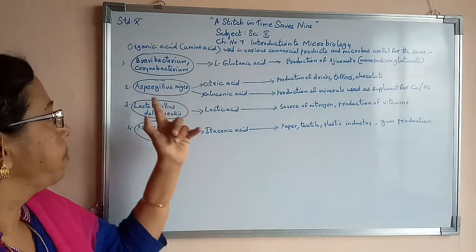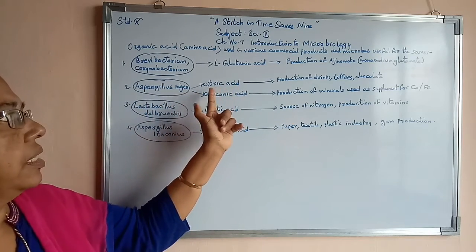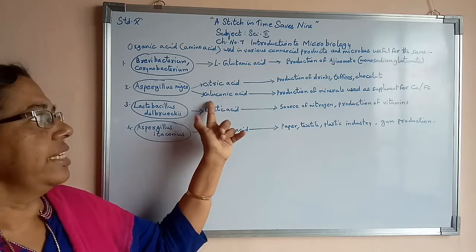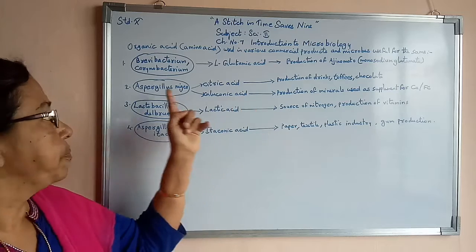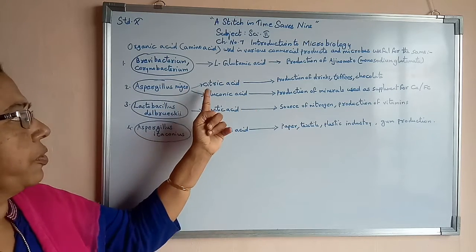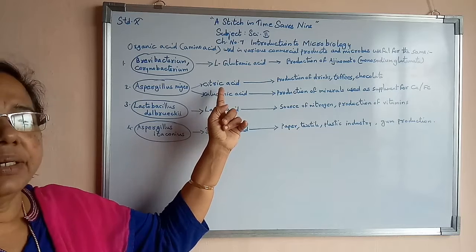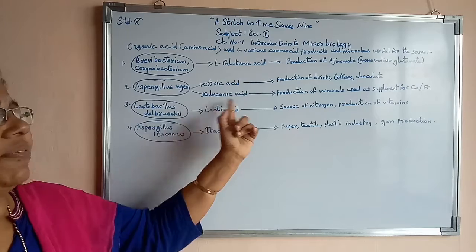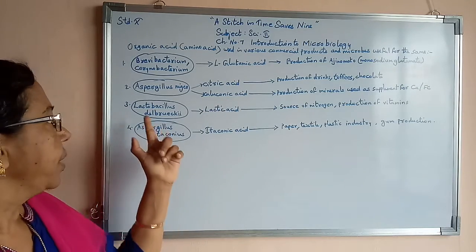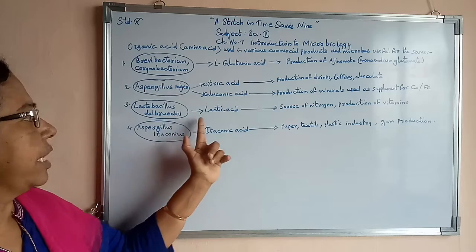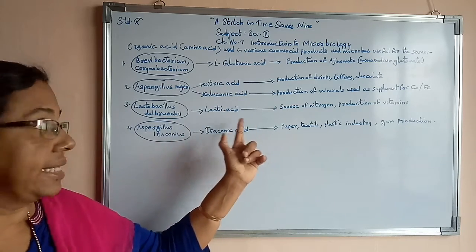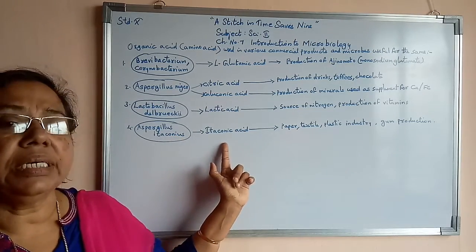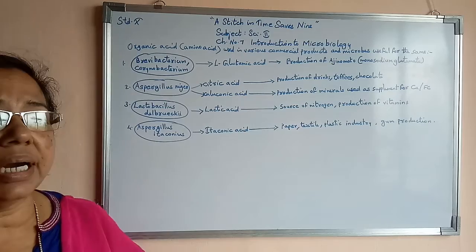L-glutamic acid. Aspergillus niger is producing two types of acids. One is citric acid, the other one is known as gluconic acid. So here Aspergillus niger is producing two types of acids, citric acid as well as gluconic acid. Then Lactobacillus delbrueckii produces lactic acid. Aspergillus itaconius produces itaconic acid. All these are amino acids.